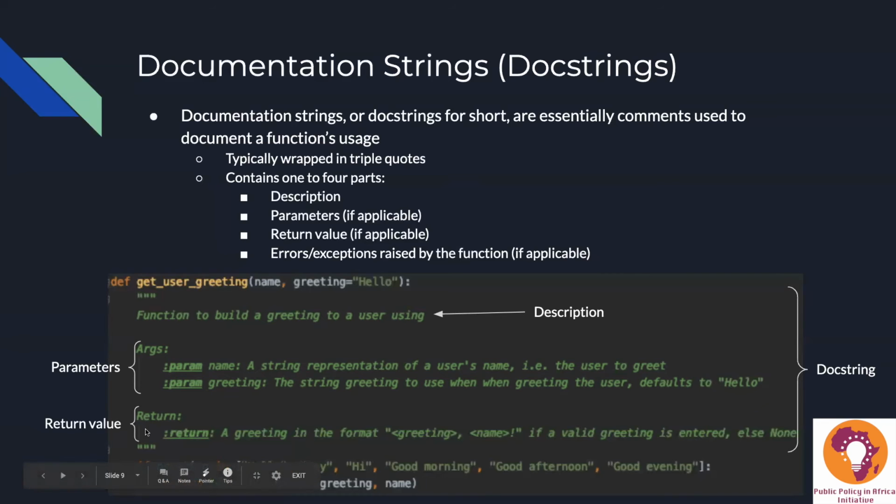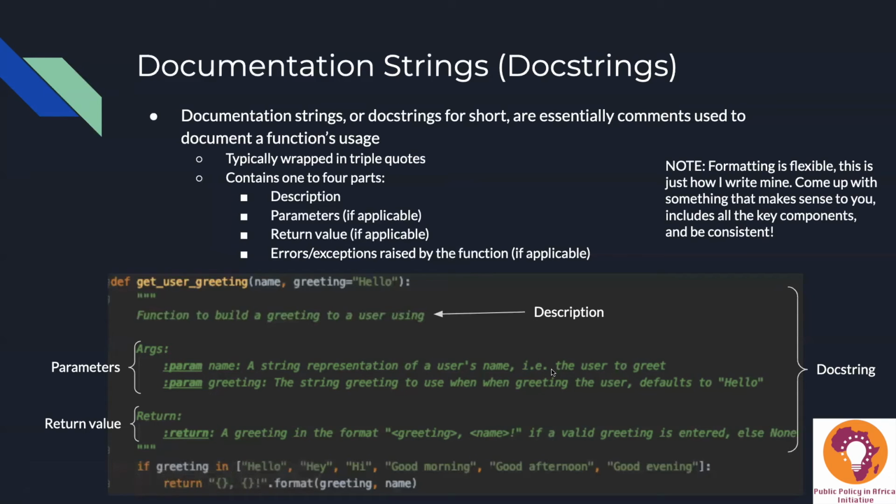And now we have our return value down here. In my return section, I specify that it returns a greeting in the format greeting, name, with an exclamation point at the end if a valid greeting is entered, else None. Because remember, with this particular code right now, I have an if statement: if greeting in hello, hey, hi, good morning, good afternoon, good evening. If the greeting entered isn't one of those, then we're never going to hit that return statement, so the function would just return None. But if we do hit that return statement, then I'm clearly specifying here that this is what would be returned: greeting, comma, name, exclamation point, in the form of a string.